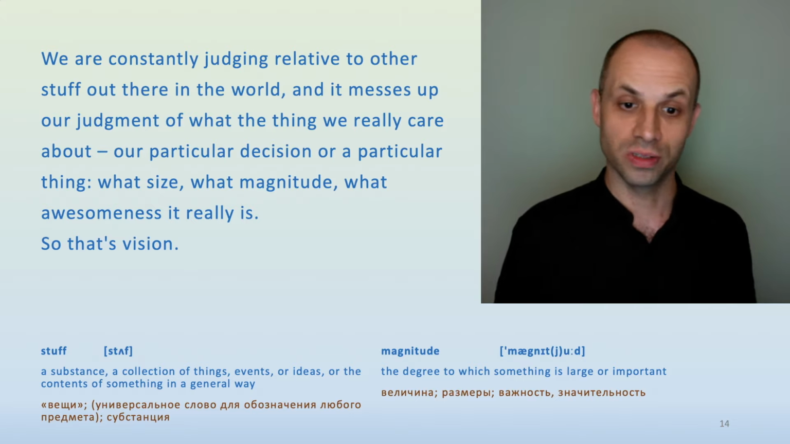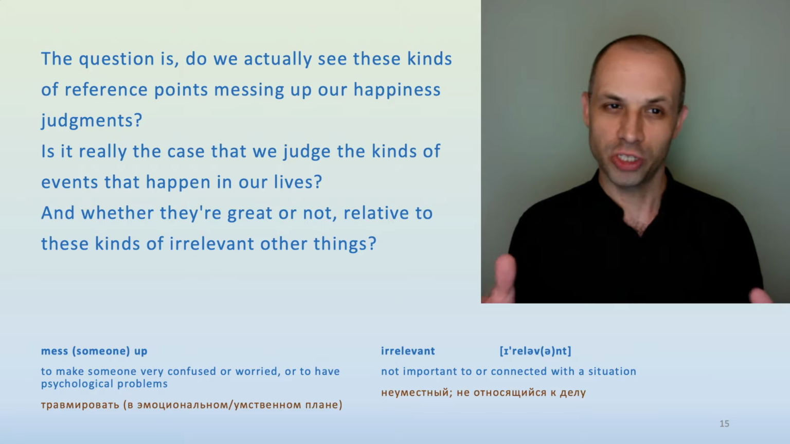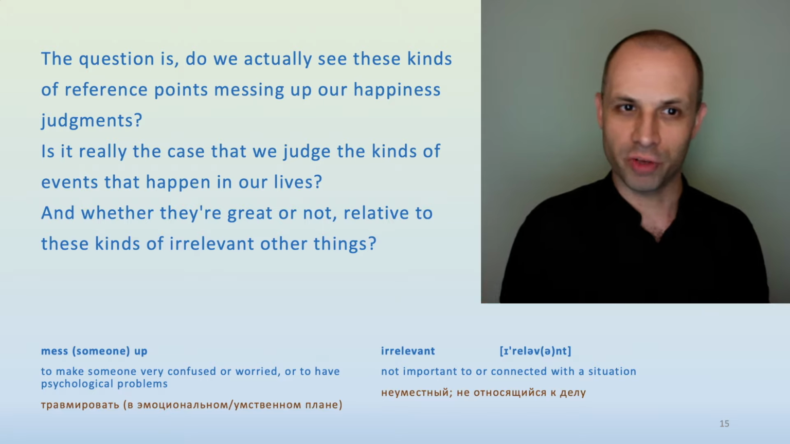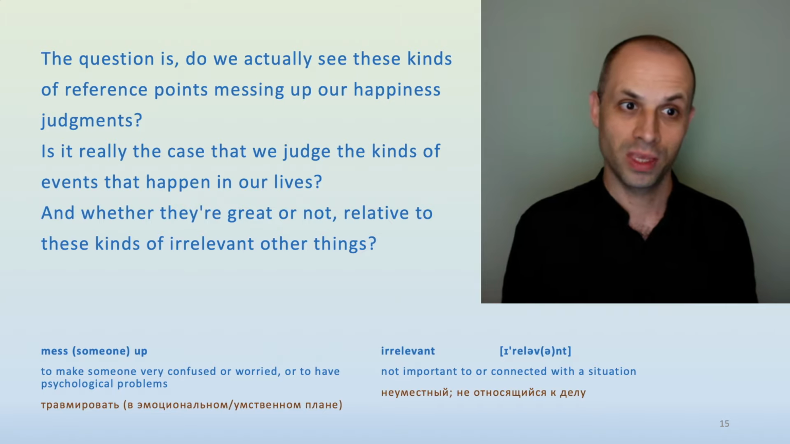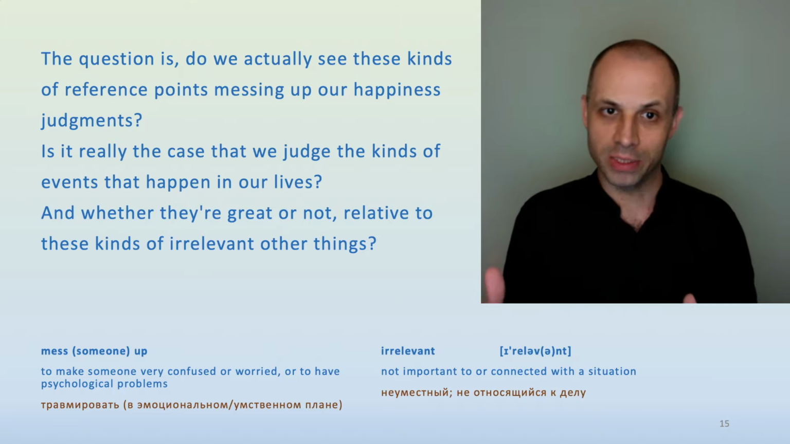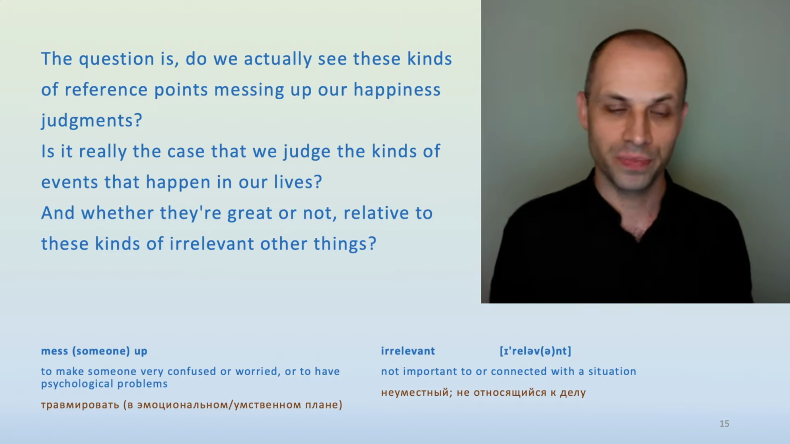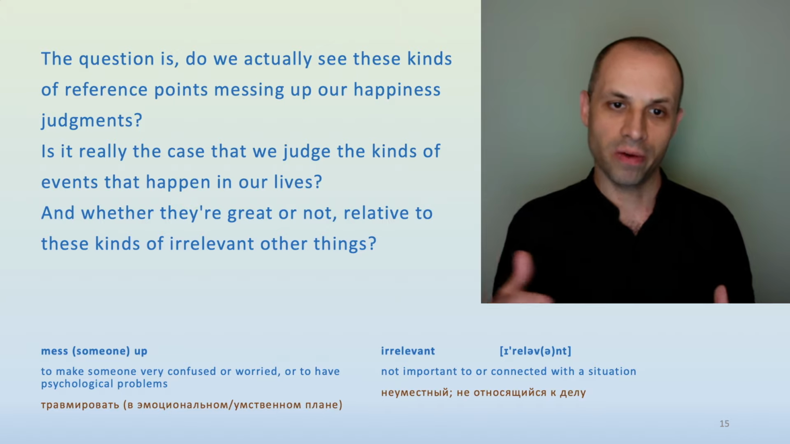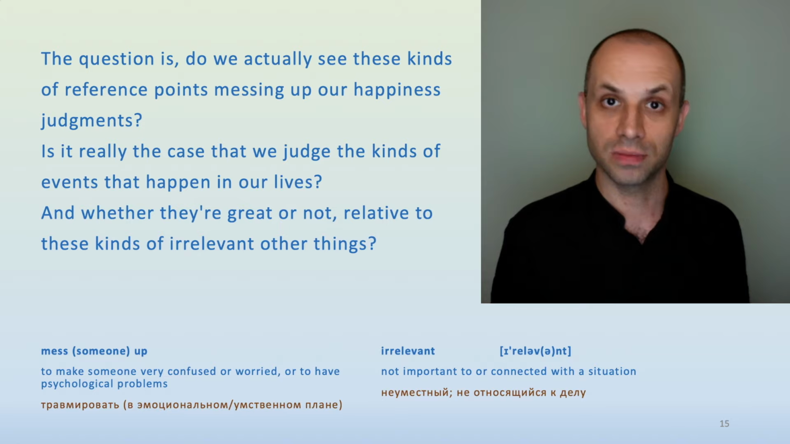So that's vision. The question is, do we actually see these kinds of reference points messing up our happiness judgments? Is it really the case that we judge the kinds of events that happen in our lives, and whether they are great or not, relative to these kinds of irrelevant other things?